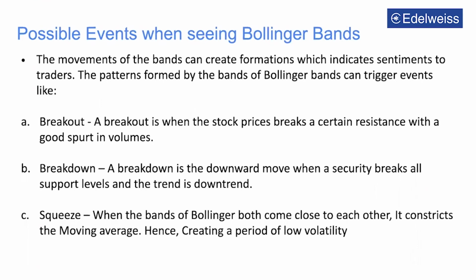In a breakout, we can see that the stock price breaks a certain resistance with a good spike in volumes, that is a breakout. A negative breakout is also called a breakdown, which is the downward move, when the security breaks all support levels and the trend is a downtrend.